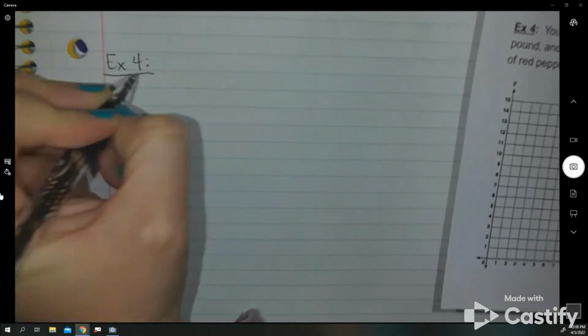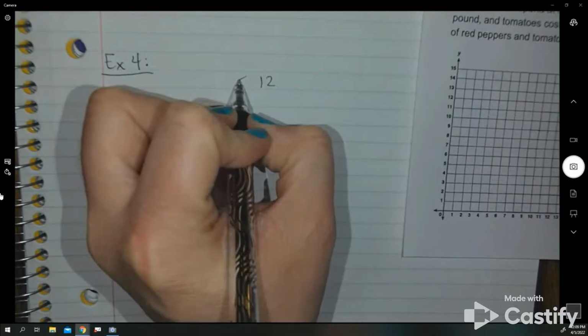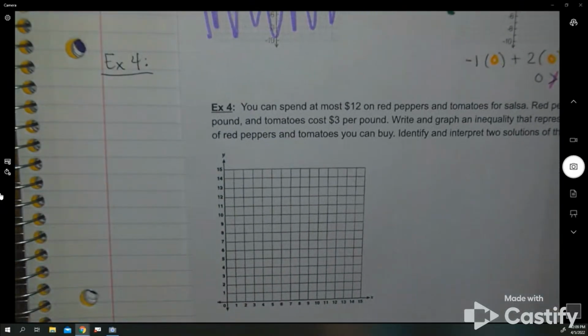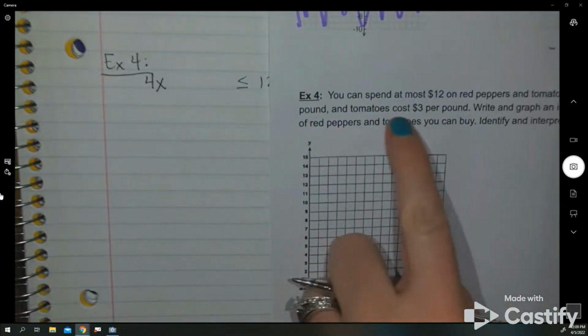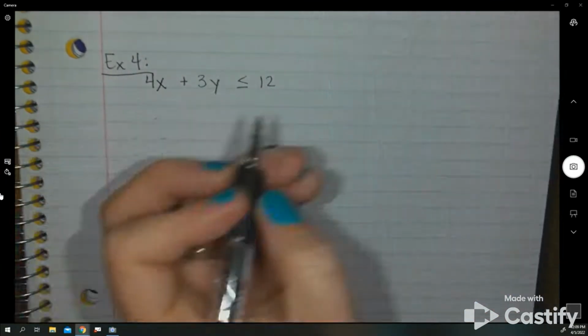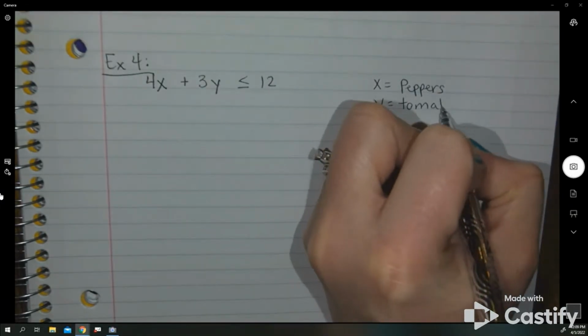So let's think about some important information here. We know that we have at most $12. So I have to spend $12 or less. So that's the most, $12 or less. And I know that red peppers cost $4 per pound. So I'm going to use X for my red peppers. And tomatoes cost $3 per pound. So I'll use Y for those. So X equals peppers. Y equals tomatoes.